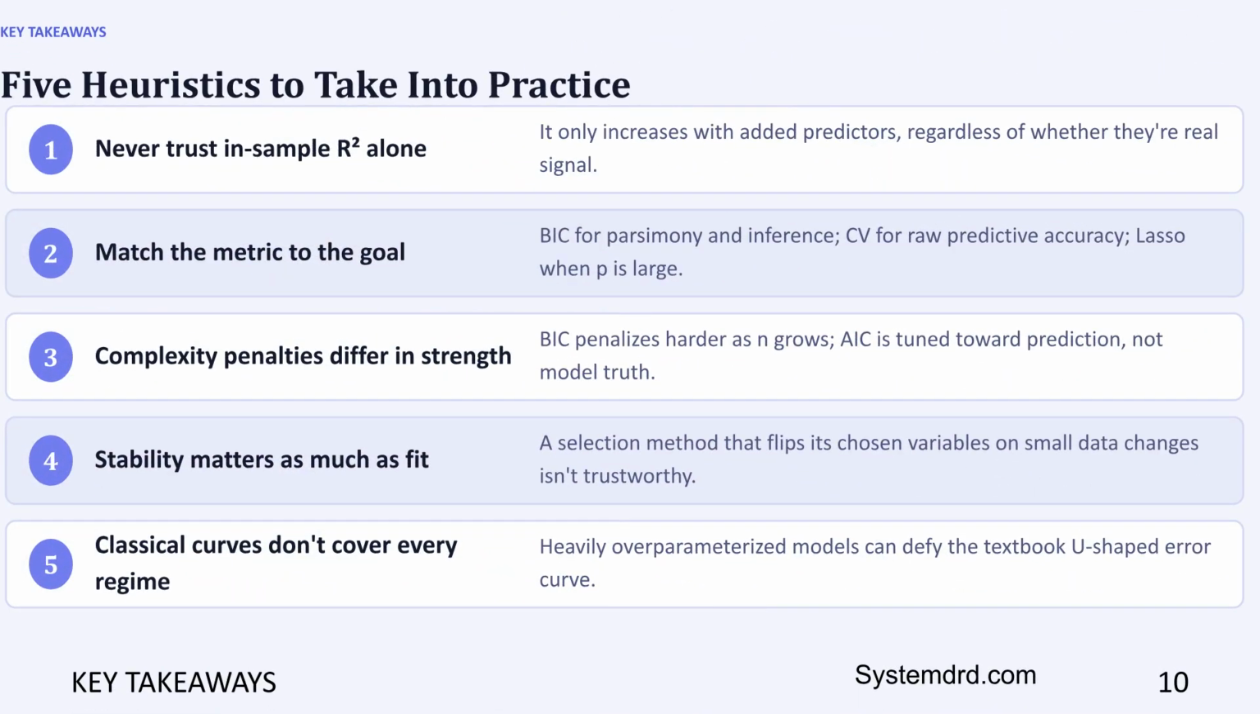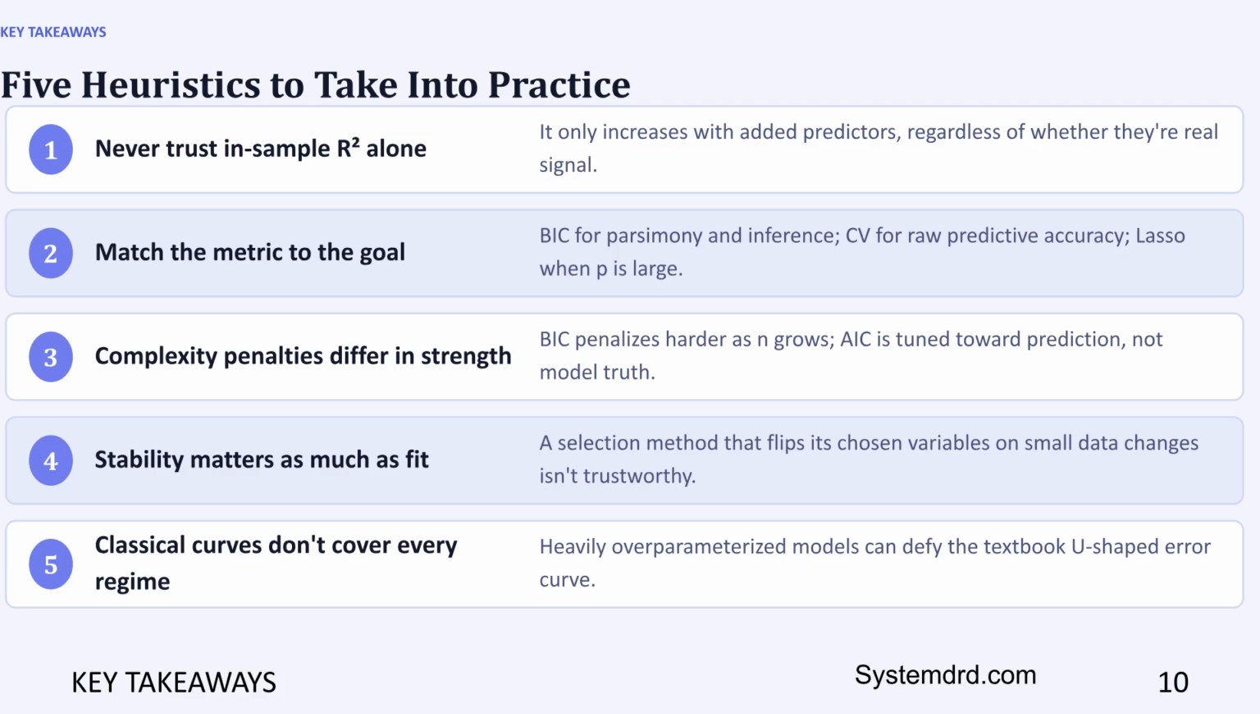Let's bring it all together with 5 heuristics you can carry into your next project. 1. Never trust in-sample R-squared alone. It only increases as you add predictors, whether or not they're real signal, so it can't do the job of selection by itself. 2. Match the metric to the goal. BIC for parsimony and classical inference, cross-validation for raw predictive accuracy, and lasso once your predictor count is large.